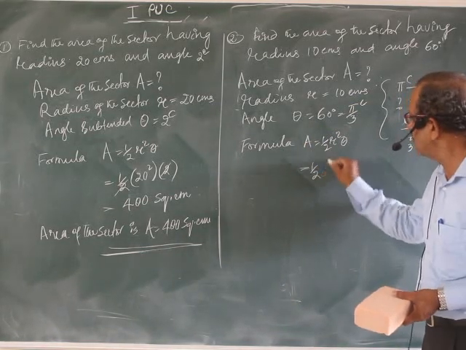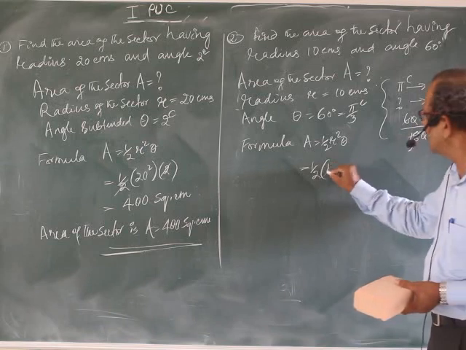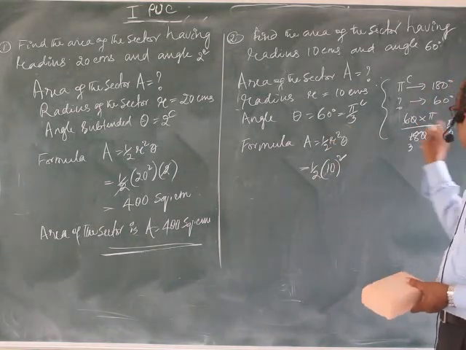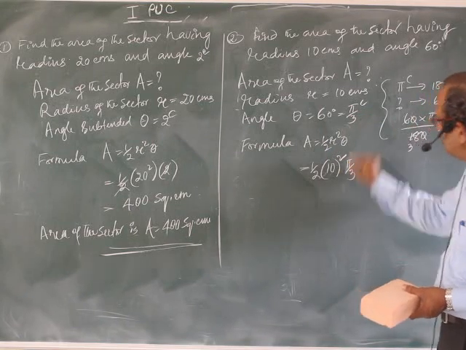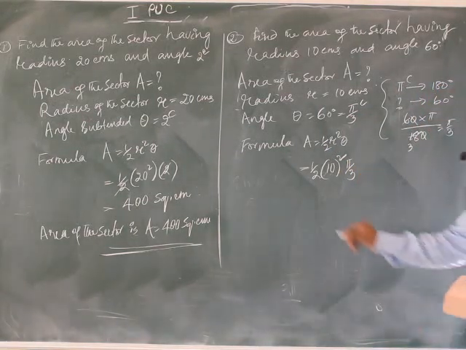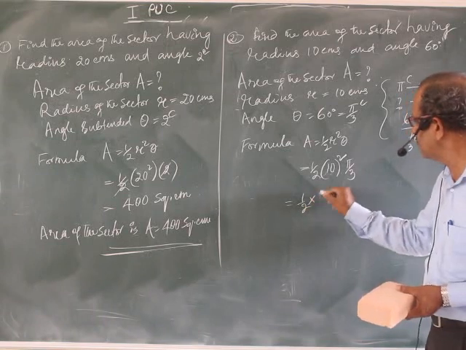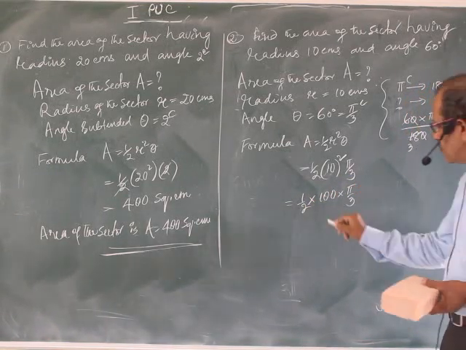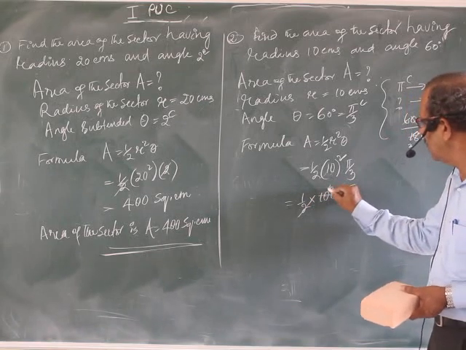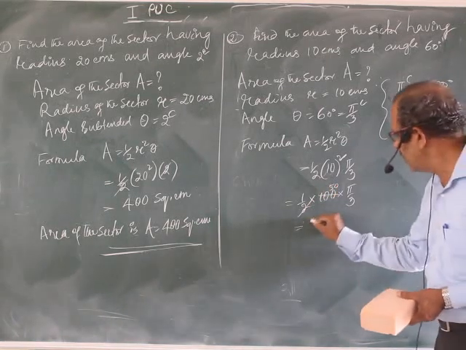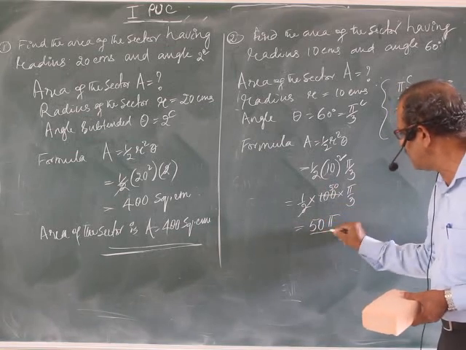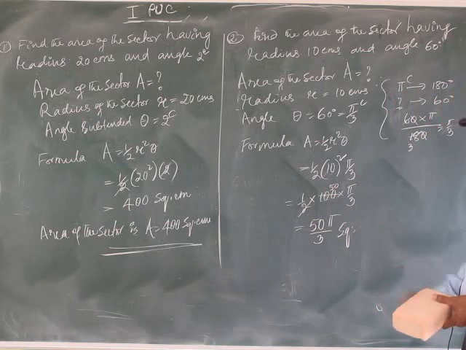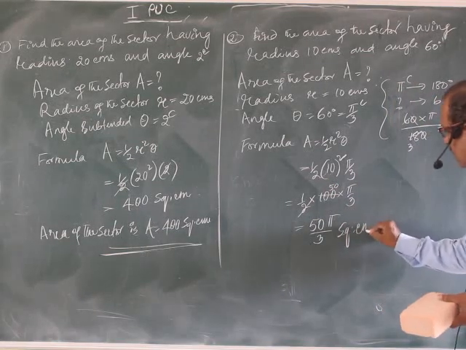A equal to half radius 10 square, angle theta not 60 degrees, it should be in radian, pi by 3. Or it is half into 100 into pi by 3, or it is 50 pi by 3 square units. Centimeter given, no? Yes, square centimeters.